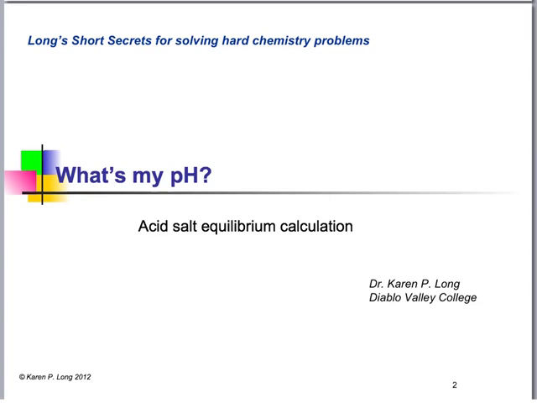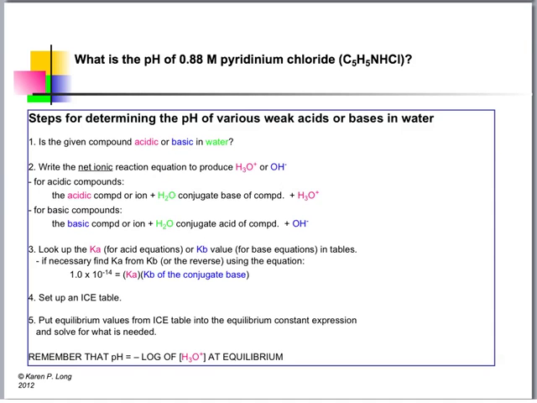This one is an example of the kind of calculation you'd have to do if you wanted to calculate the pH of an acidic salt in water. The question: what is the pH of 0.88 molar pyridinium chloride? We will look at the steps as we go through the problem.